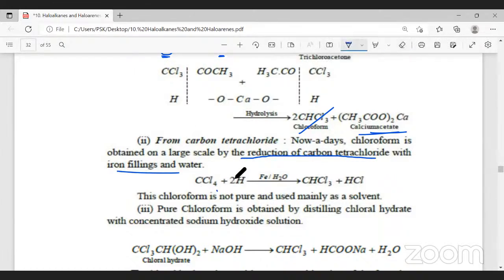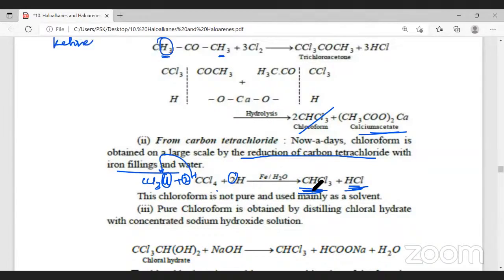So what happens? In CCl4, one hydrogen and one chlorine get eliminated as HCl. Now we can write it like this: CCl3Cl, and I'll write 2H. So this H and this Cl get eliminated as HCl. In place of Cl, H goes. So you get CHCl3, chloroform. So on reduction of carbon tetrachloride with iron filings and water, you get chloroform. This chloroform which is produced is not pure and is used mainly as a solvent.